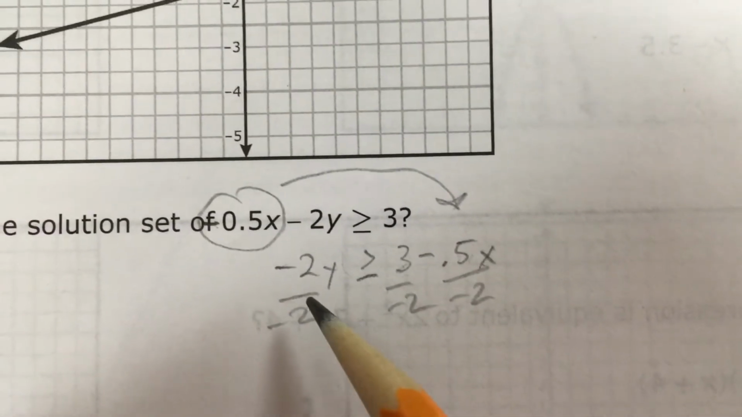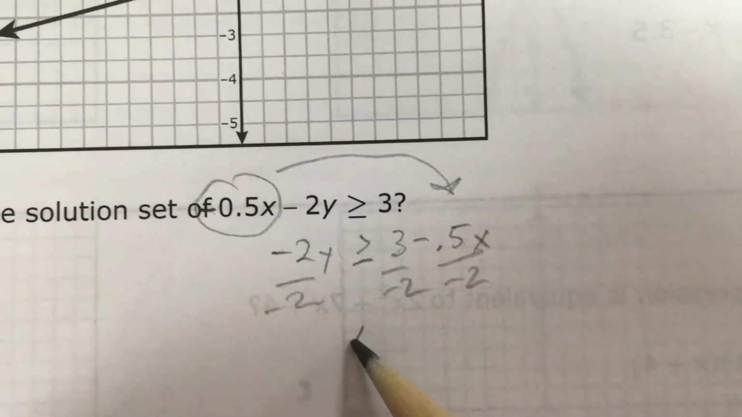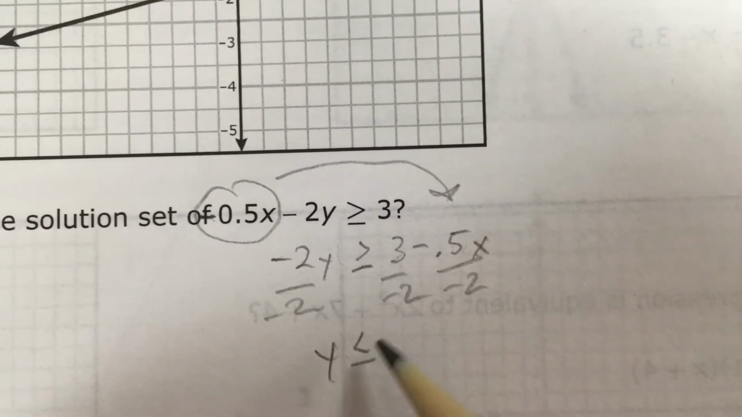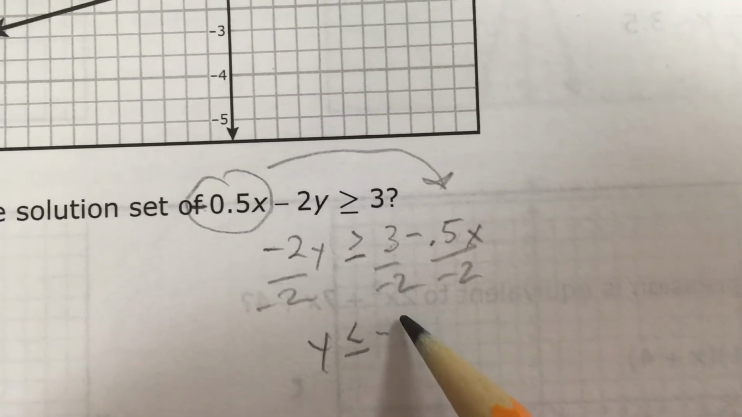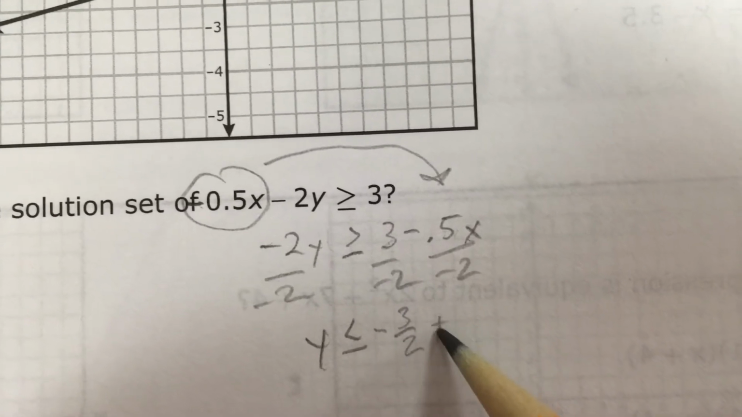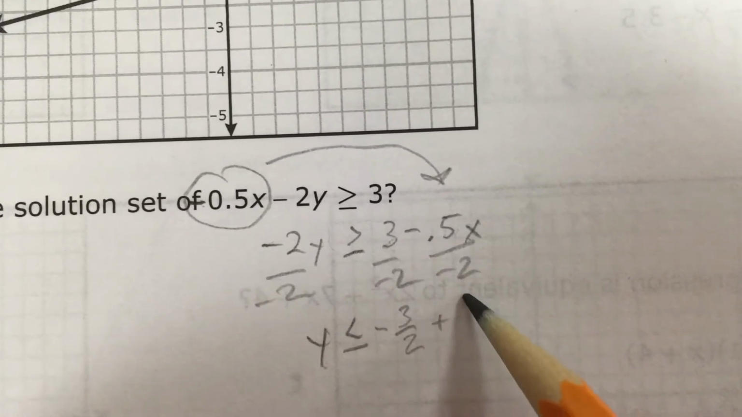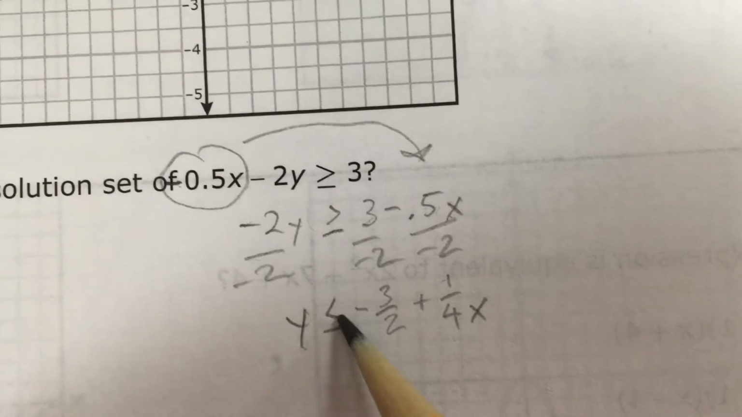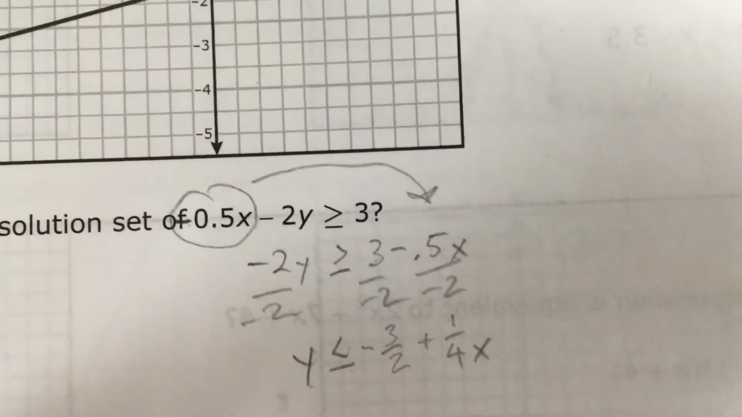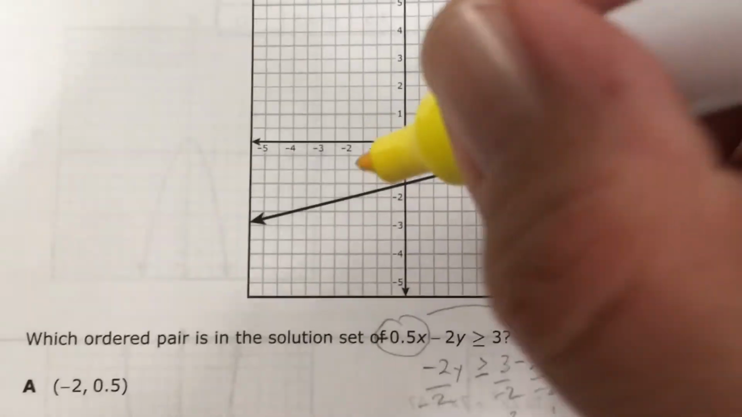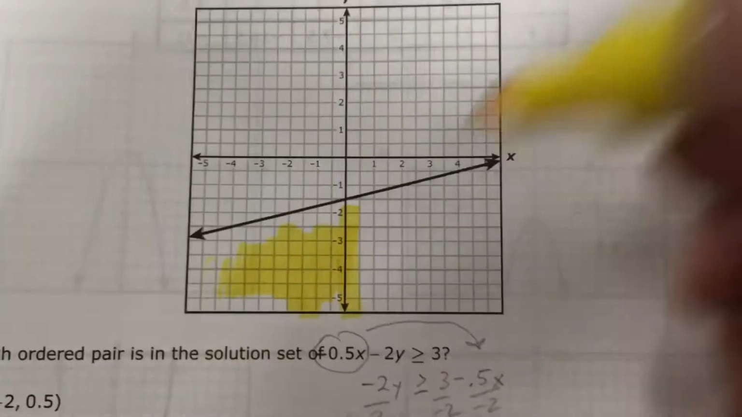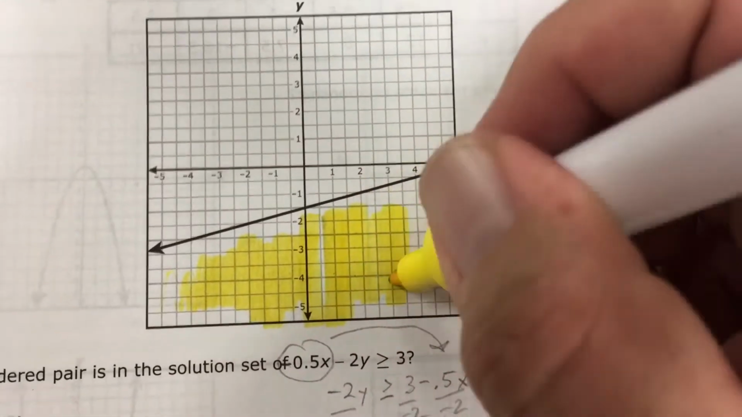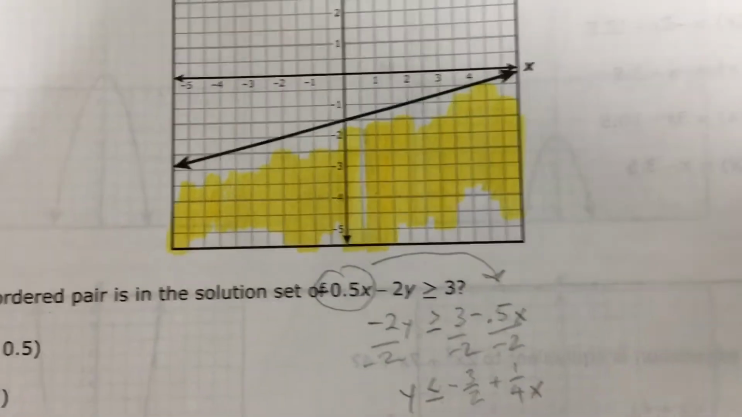Since I'm dividing by a negative, it's important that I flip the symbol around to a less than or equal to symbol. So y would be less than or equal to negative 3 over 2 plus 1 over 4x. So I have a less than or equal to symbol. That means that we would be shading below the line, going down the y-axis. So all of our solutions are going to be in this area that's highlighted underneath the line. So anything on the line or underneath it would be a solution to that inequality.